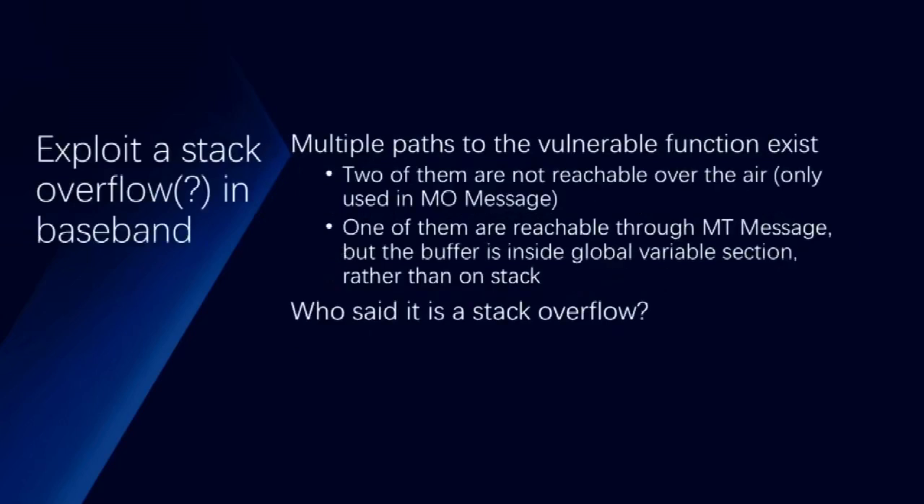Next, we tried to do this, but we encountered many troubles. First of all, there are multiple code paths to reach that vulnerable function, and two of them are not very useful since they are only used in an MO message situation. MO stands for mobile originating message. That kind of message is sent from your mobile phone, so you cannot reach this code path over the air. We found one code path that is reachable through an MT message, a mobile terminating message.